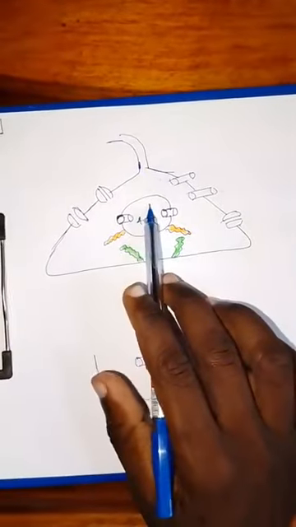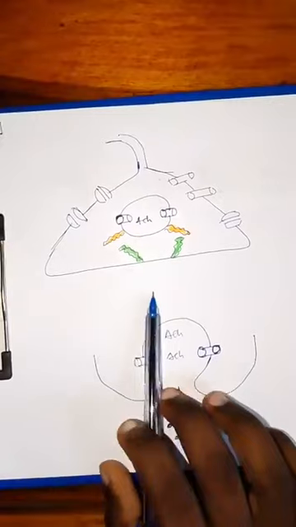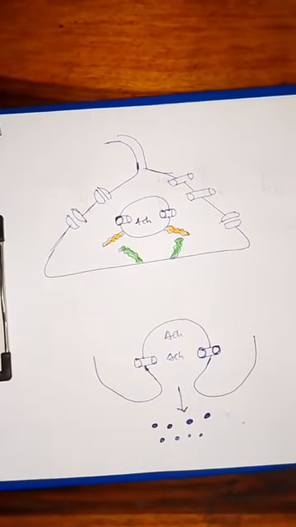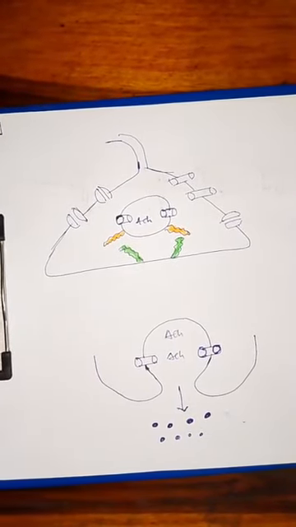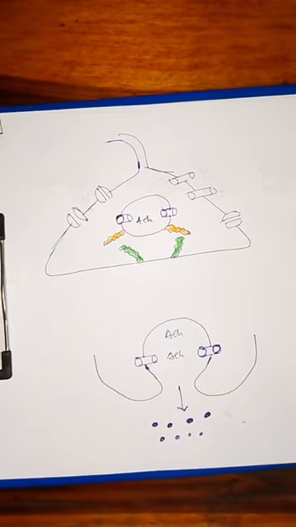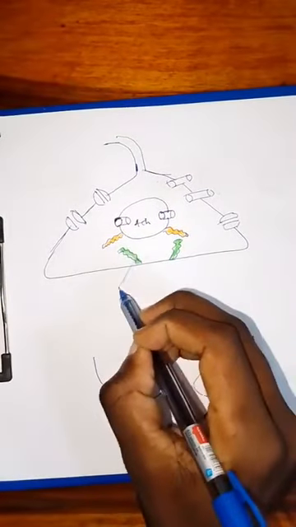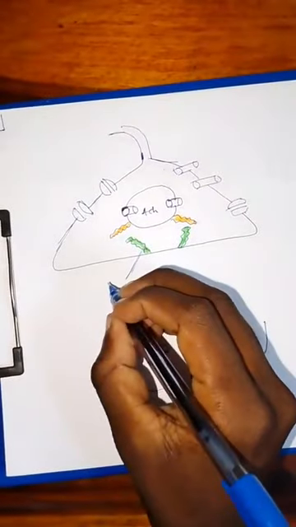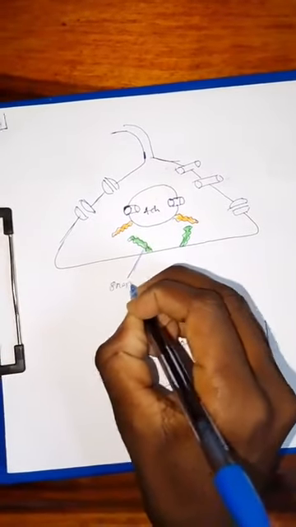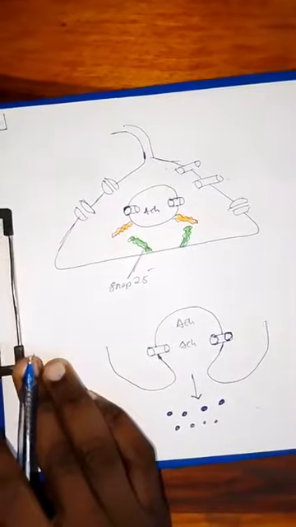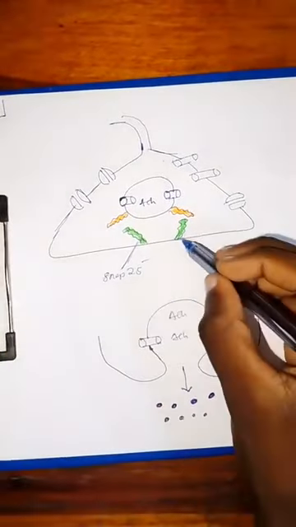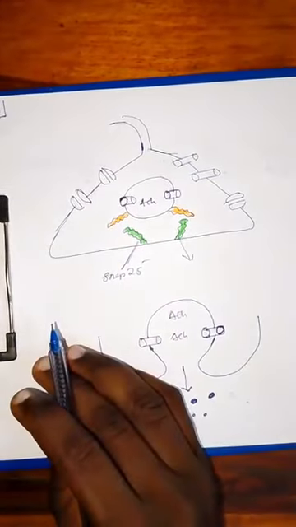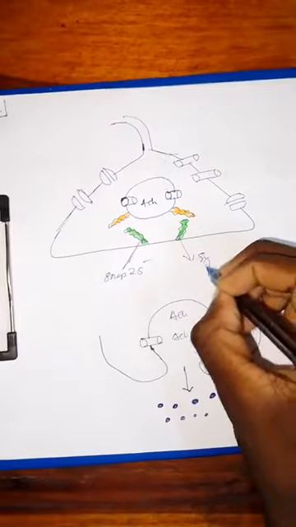Before these acetylcholine molecules are released from here, there are proteins playing a major part in this release of acetylcholine. The greenish protein you are seeing here is called SNAP25. And the other part on the right side, this protein is called the syntaxin.